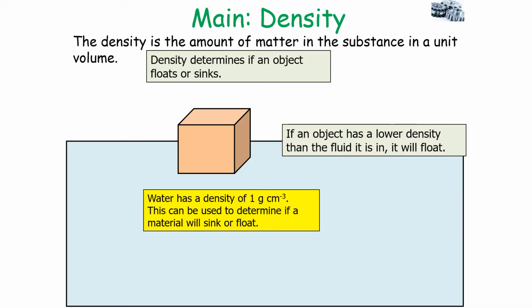Now water has a density of 1 gram per centimeter cubed, and this can be used to determine if a material will float or if it will sink. So we know that water has a density of 1 gram per centimeter cubed, so this means that 1 centimeter cubed of water has a mass of 1 gram.